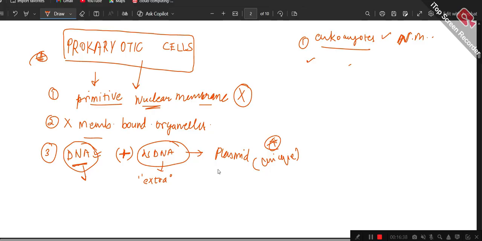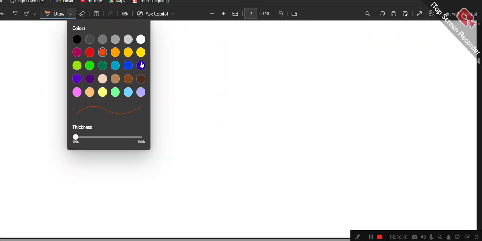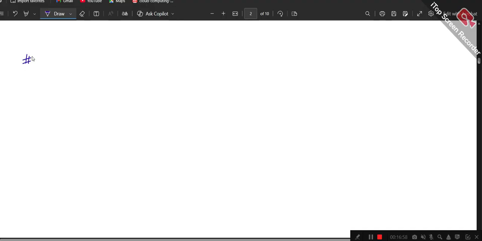Actually, this plasmid is used in biotechnology, where it is used as a vector to introduce certain genes into an organism. We'll talk about this in the biotechnology section. Right now, it is not the concern. Now, moving on to the next one.